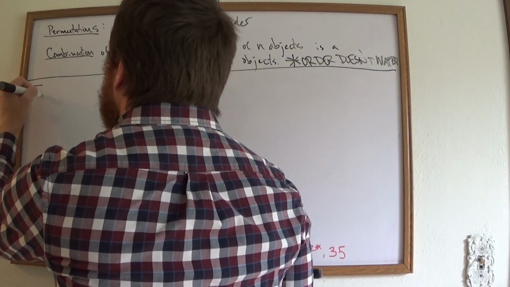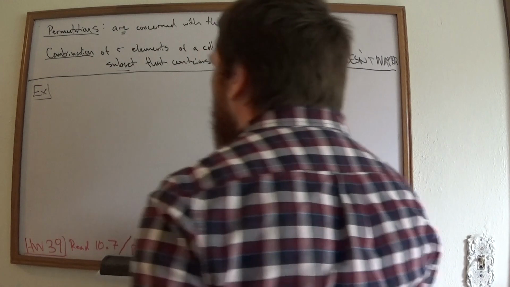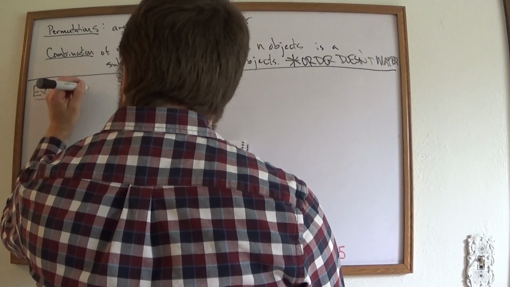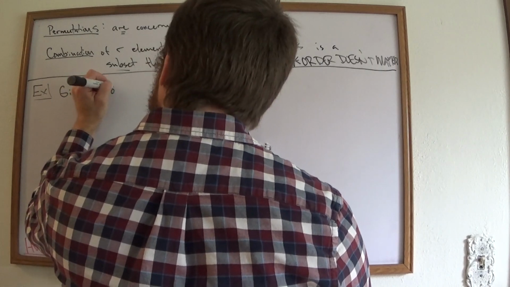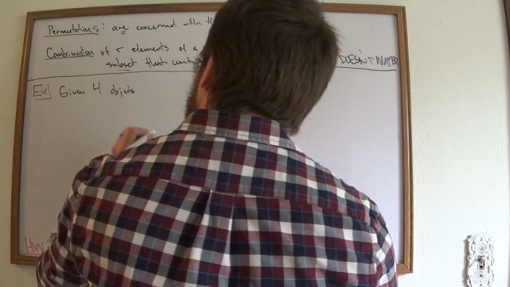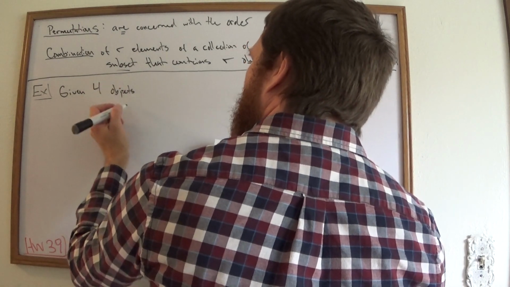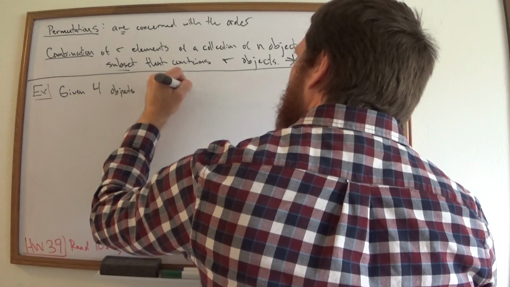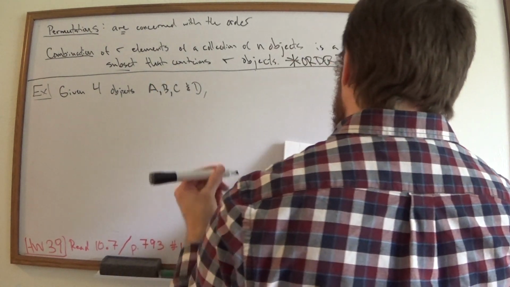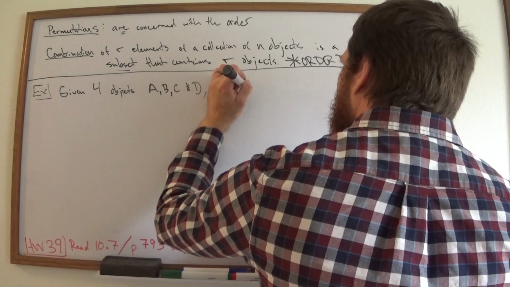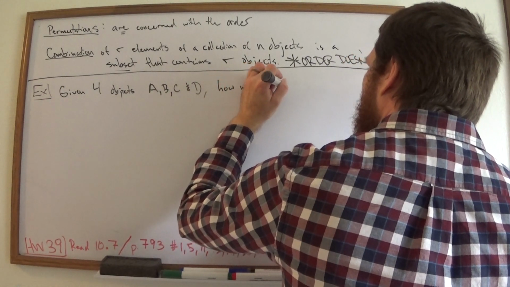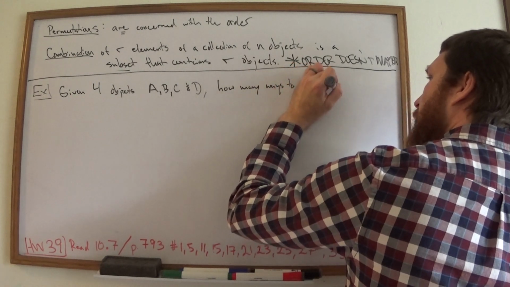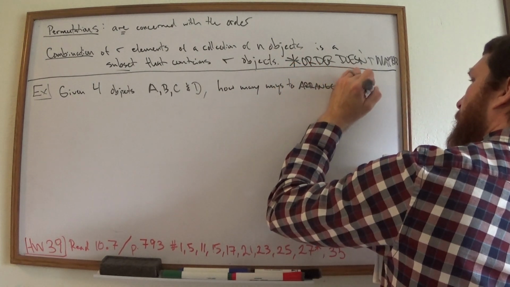Right now, here's an example. And what I'm about to do, the order does matter, because of the way I'm going to ask it. Given 4 objects, call them A, B, C, and D, how many ways to arrange 2 of them?